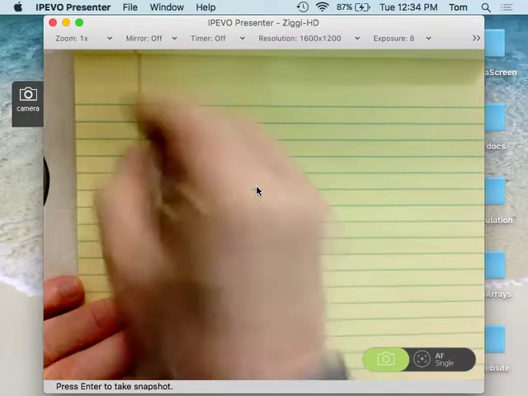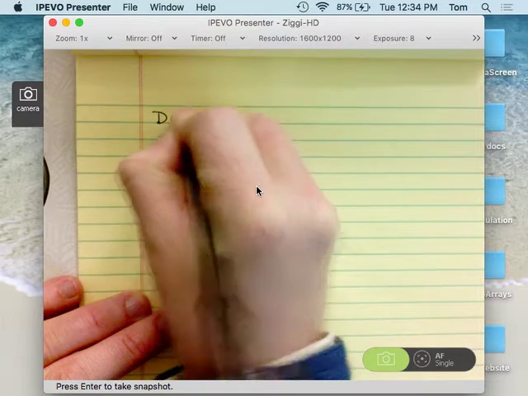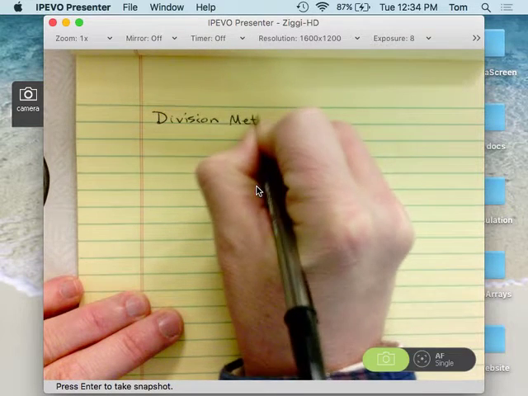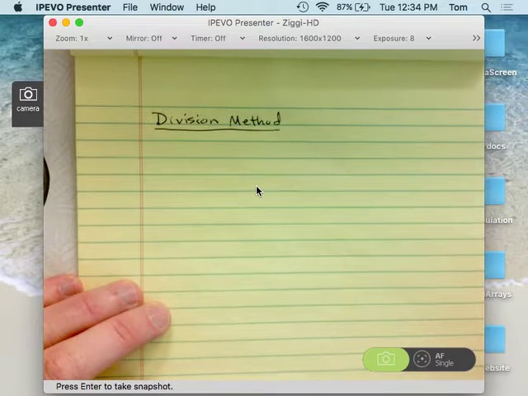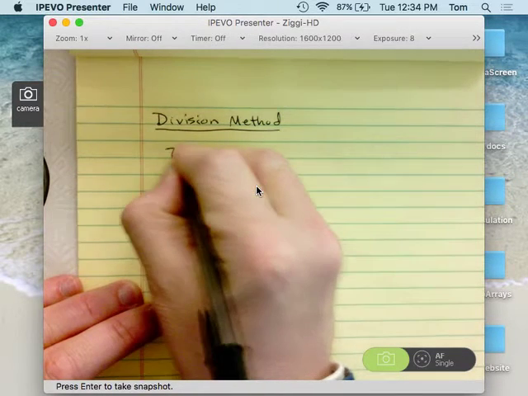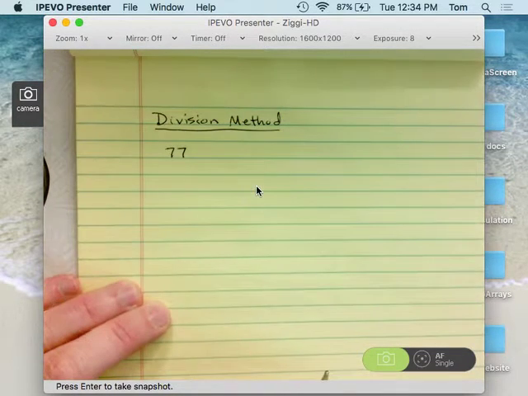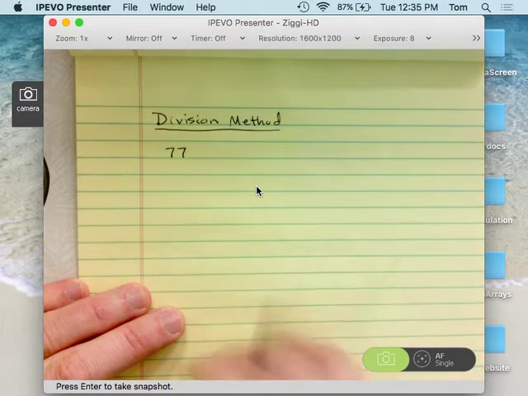This algorithm is called the division method. I'm just going to show this one to you. Okay? We're going to take a number like 77. Okay? Now, just like we did the last one, I'm going to define some things for you.